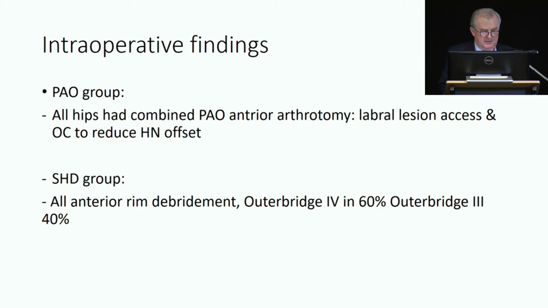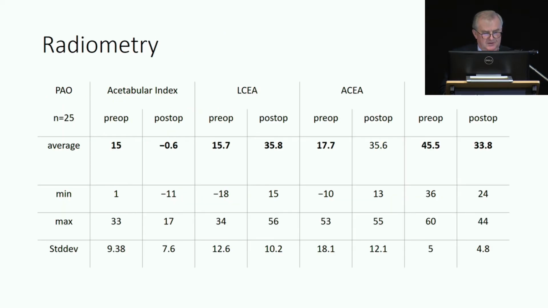All hips had combined PAO with arthrotomy and labral lesion access with osteochondroplasty to reduce head-neck offset. And in this surgical hip dislocation group, all had anterior rim debridement when we found chondromalacia in this degree of Outerbridge classification.